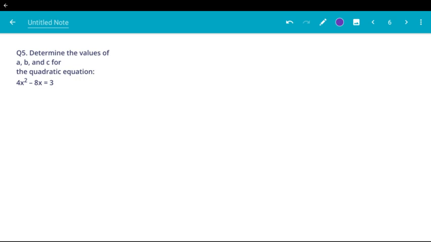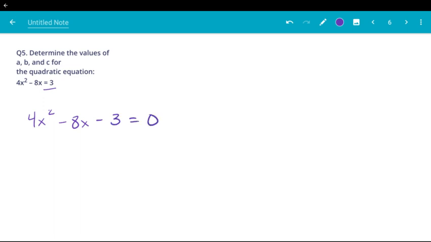So in this one, it gives us a quadratic, but the thing to understand is that quadratic is not in standard form. So before we can do anything, factoring, quadratic formula, any of those options, graphing, it's got to be in standard form. So that means we need to bring the 3 over, and our quadratic equation should be 4x squared minus 8x minus 3 equals 0.